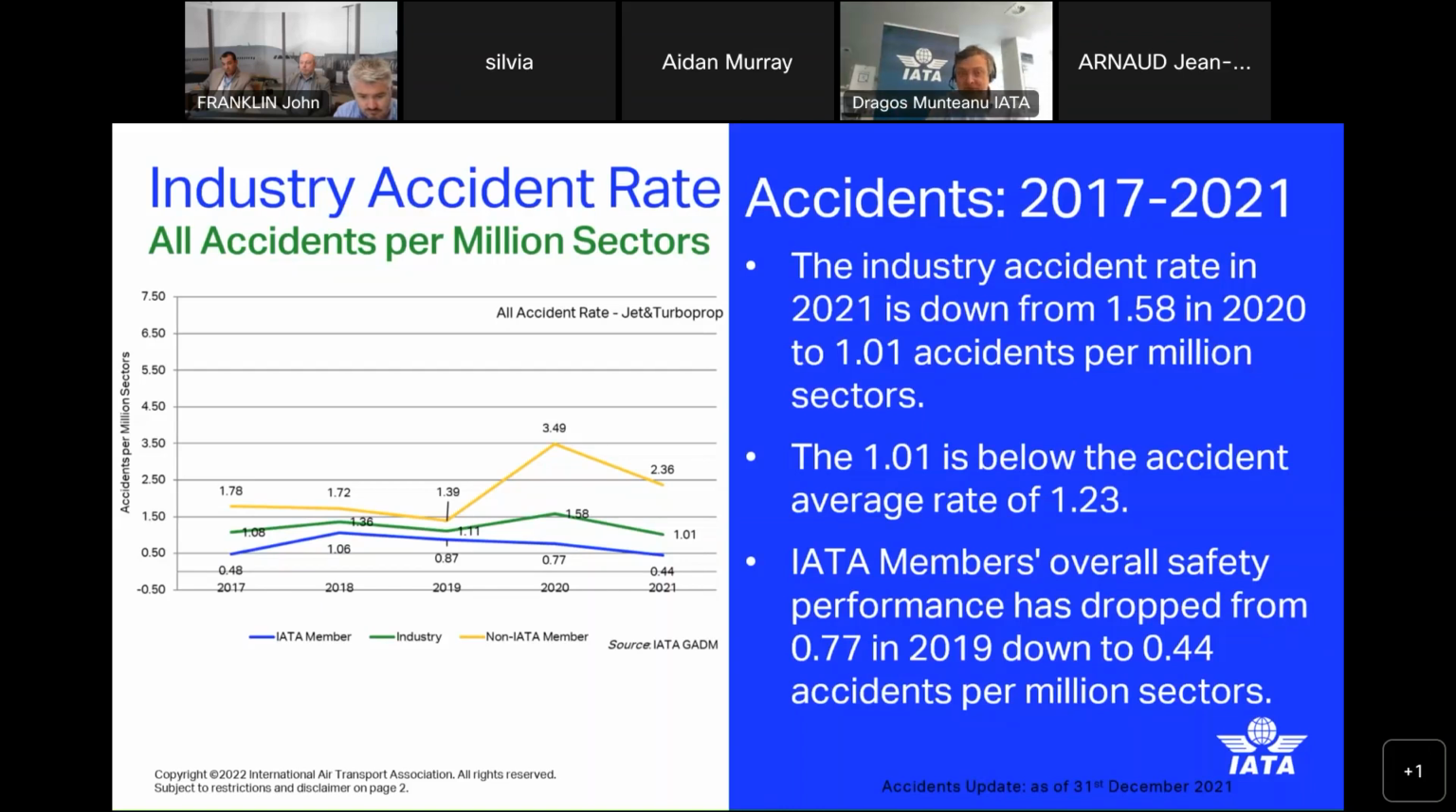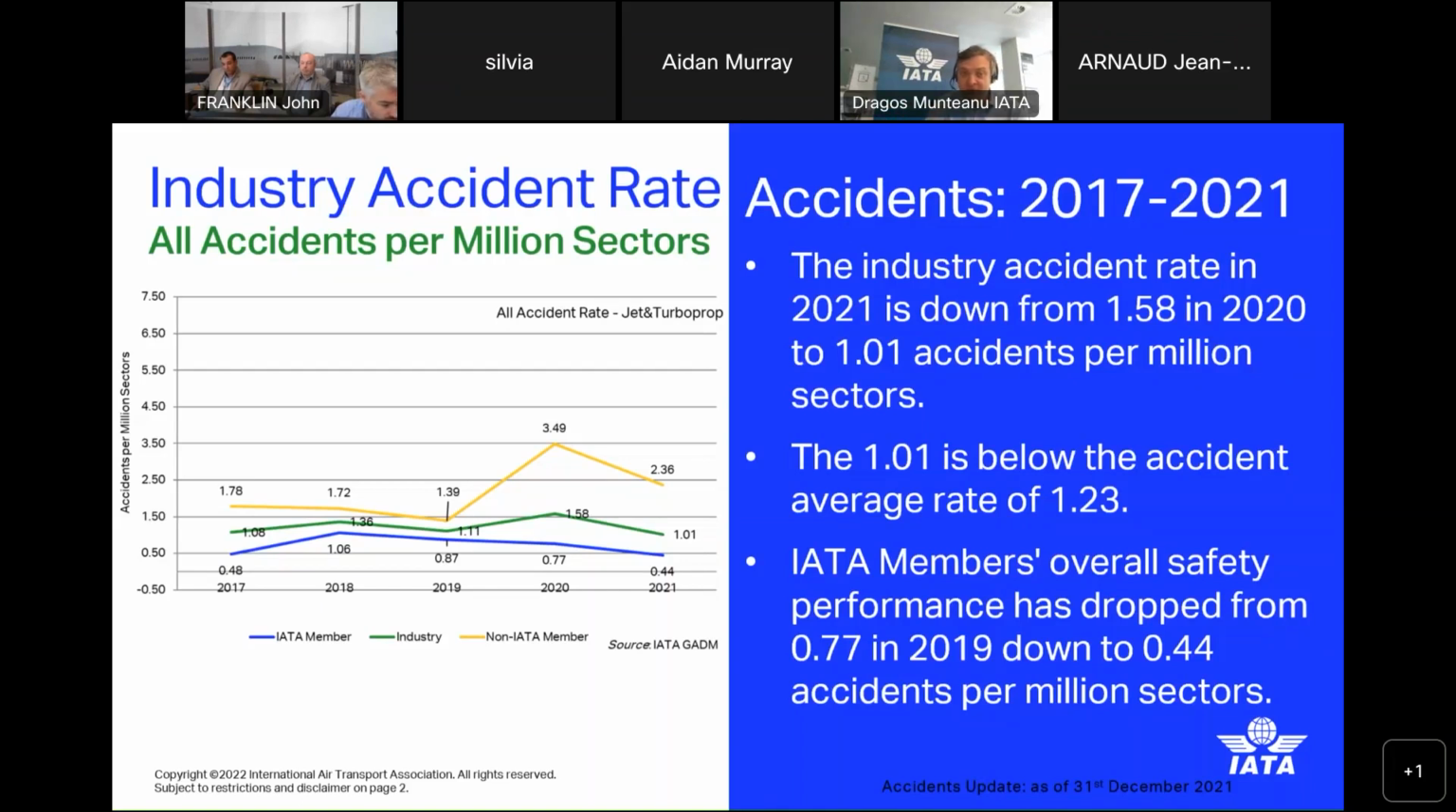And here we have the accident rates per million sectors, and we see 2020 as a spike. It was a non-standard year. The spike that we see in the all-accident rate is mostly due to the very low number of sectors, which has an influence on the rate. The all-industry rate spiked in 2022.